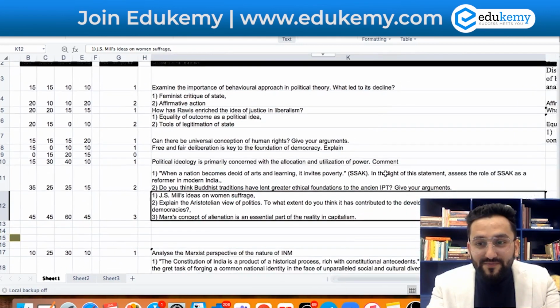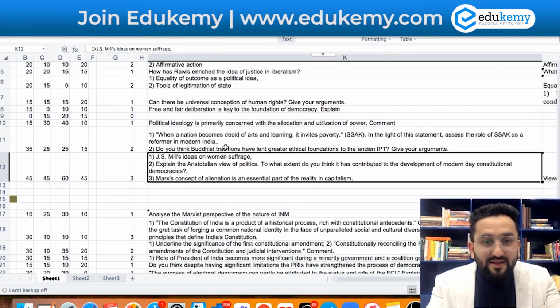So this time it is a 120 marker, 115 marker. So this is the question: when a nation becomes devoid of arts and learning, it invites poverty. All of you know the aspects of Sir Syed Ahmed Khan being a contributor, you can say, as a social reformer for the Muslim community, right?